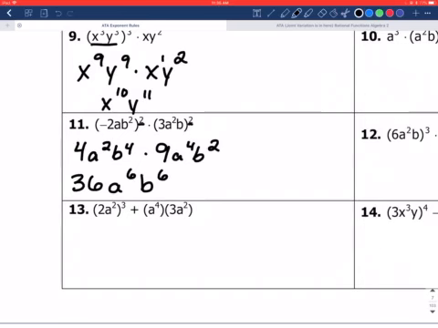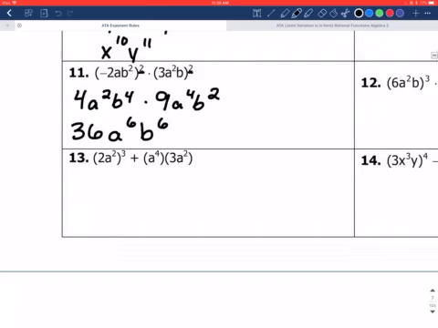For number 13, we are going to raise all these to a power. So 2a squared to the third power, 2 to the third power would be 8. So that's 8a to the 6th because we're multiplying. Plus, now we are multiplying these. We're not raising to a power, we're just multiplying. So that will be 3a to the 6th.